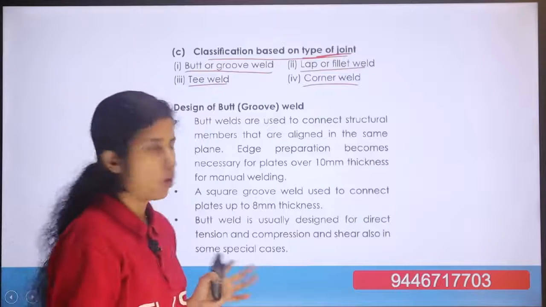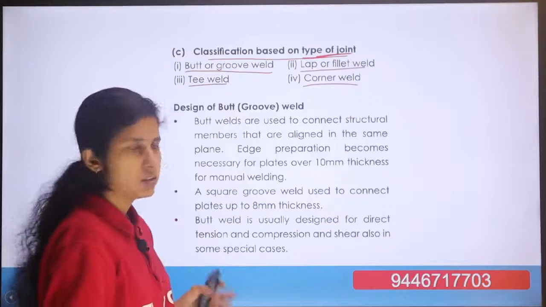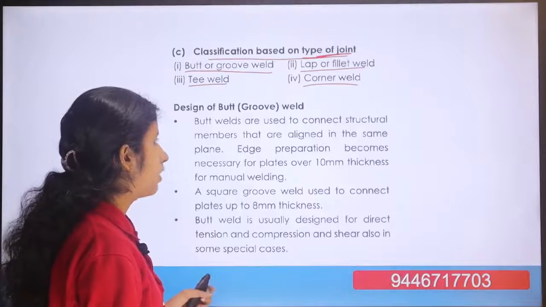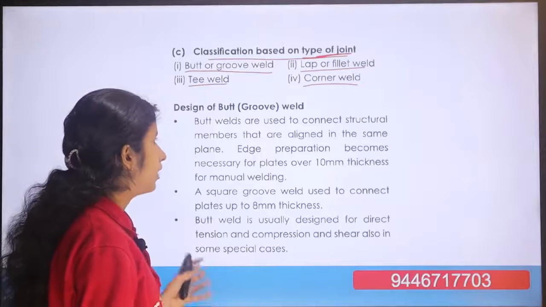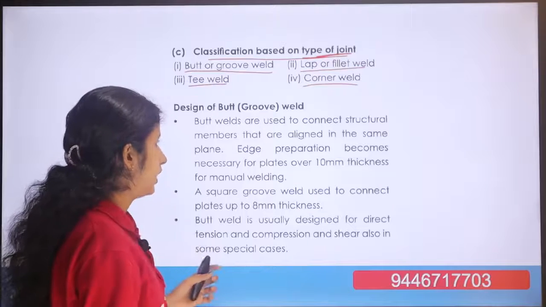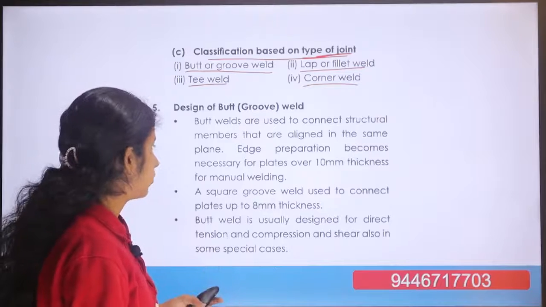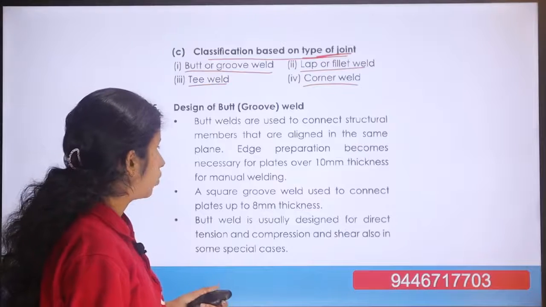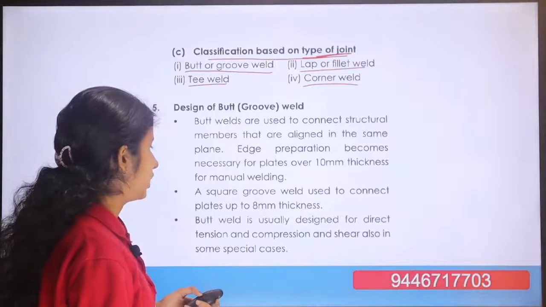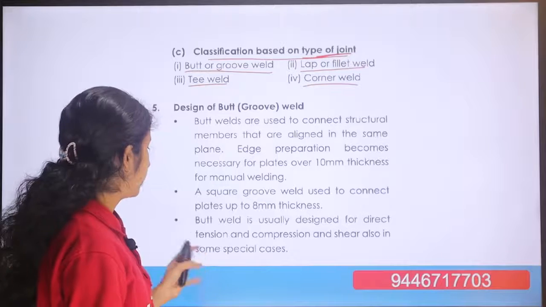Next is the design of butt or groove weld. Butt welds are used to connect structural members that are aligned in the same plane, and edge preparation becomes necessary for plates over 10 mm thickness for manual welding. A square groove weld is used to connect plates up to 8 mm thickness, and butt weld is usually designed for direct tension and compression, and shear also in some special cases.